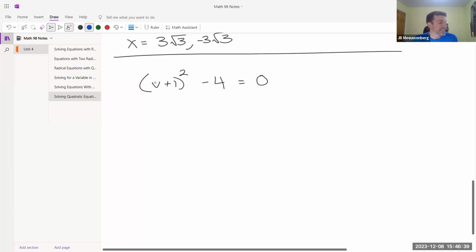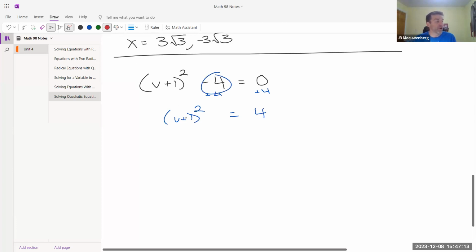Well, because I see my variable in this parentheses and then there's a square outside, I know that this is a quadratic, because my variable, even though it doesn't look like it's squared here, is inside this parenthesis, which means it's going to be squared. So I want to take the square root, but I have this other term on the same side of the equation. I need to get that out of there. So let's add 4 to both sides. We'll take that v plus 1 quantity squared equal to 4 because this is gone.